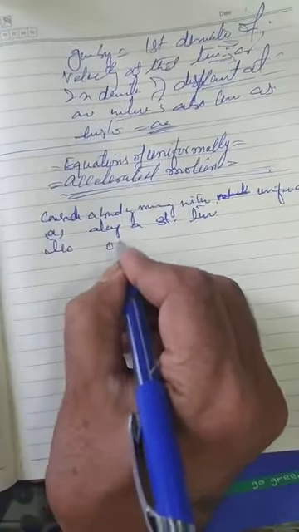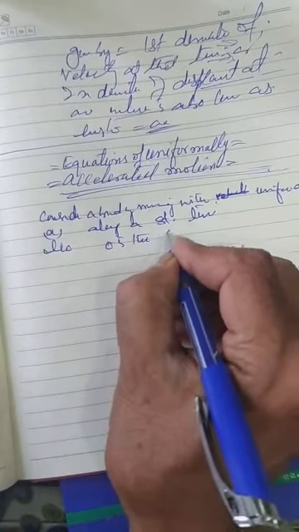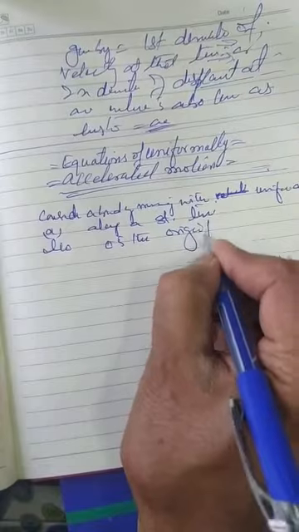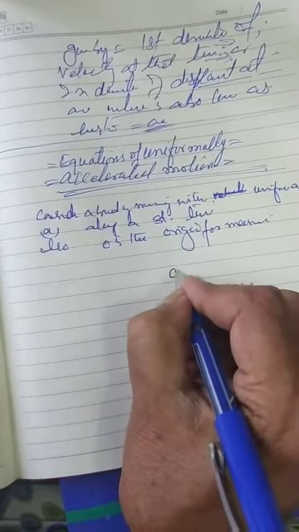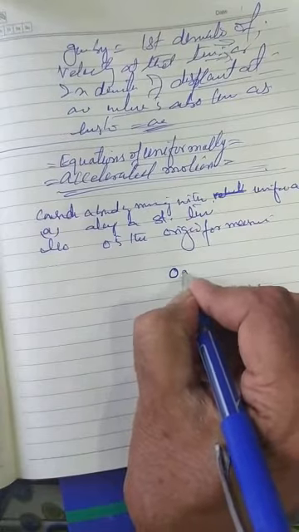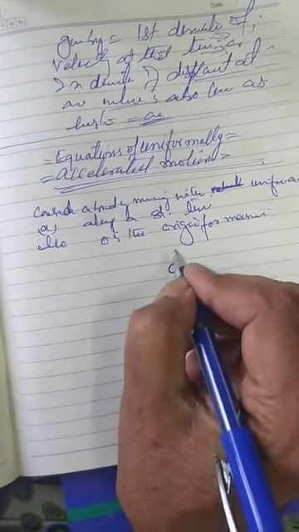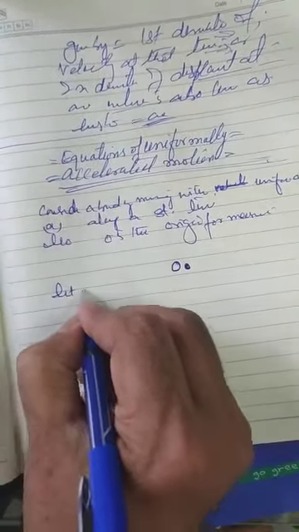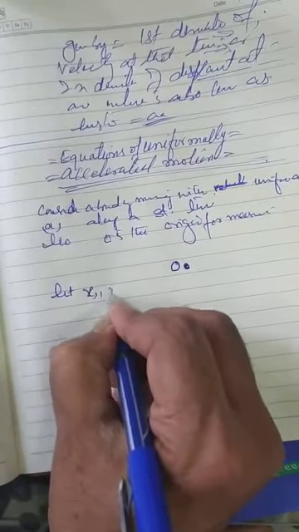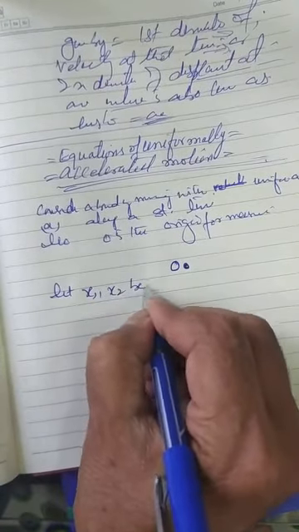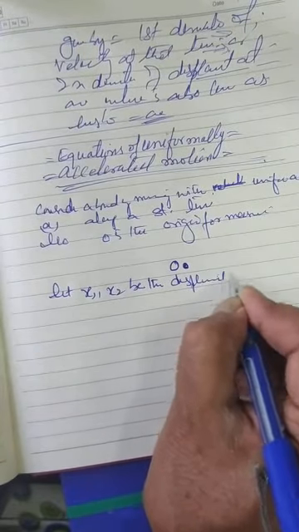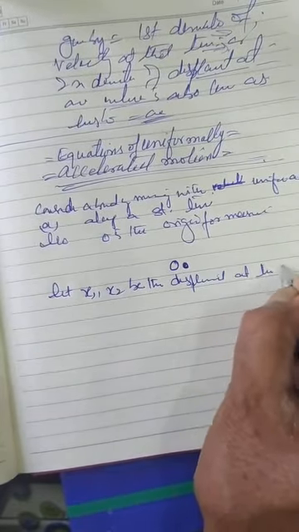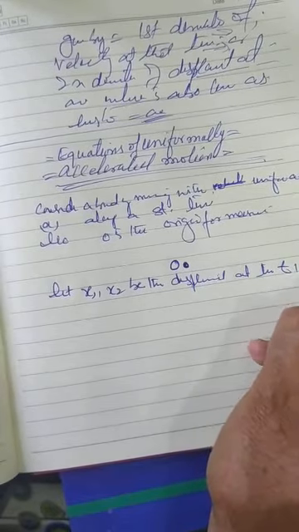Let O be the origin for measurement. This is O. This is the origin for the measurement. ठीक है. Let x1, x2 be the displacements at time t1 and t2.